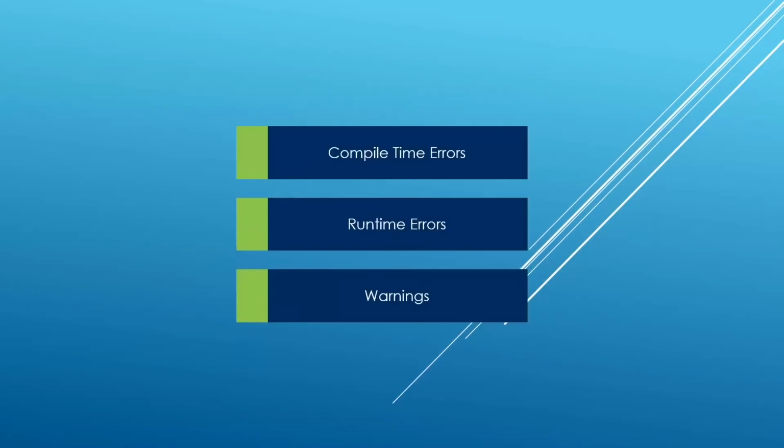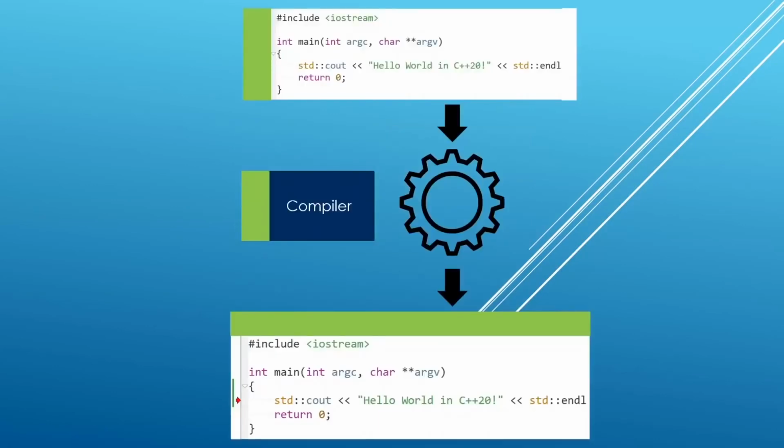And these problems are going to come in the form of compile time errors, runtime errors, or warnings. Let's look at compile time errors in detail. Here we have a simple C++ program that has a few problems. We have forgotten to put the semicolon at the end of our std::cout statement here, and the compiler is going to freak out because of this.